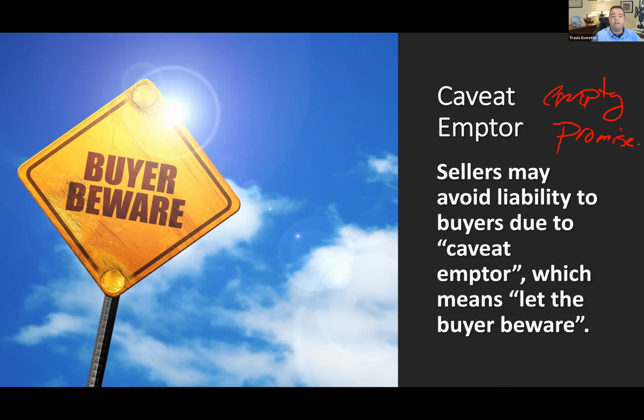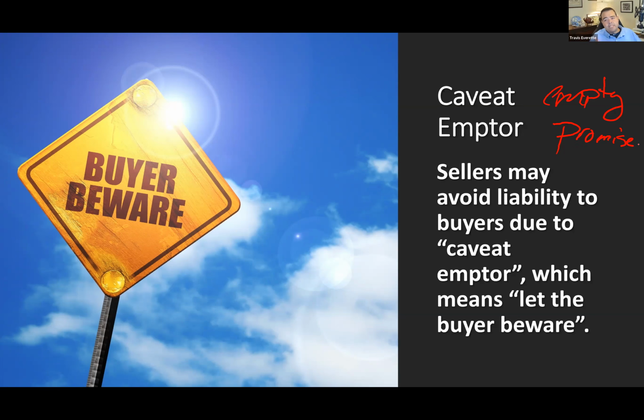Legally, that is entirely allowed in the state of North Carolina because of this idea that the seller is giving an empty promise. Are we all good on that? Okay? Because again, we're not here to talk about ethics and morals. We're here to talk about the law. And that's the law.